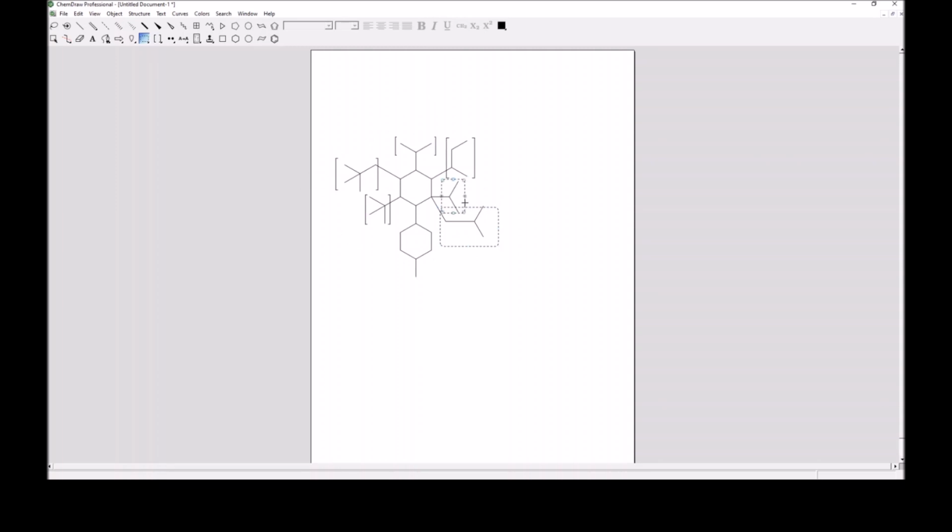So take a minute, pause the video, and see if you know the names of all of these substituents right here. Okay, let's see how you did. So this right here is an isopropyl group. This is a sec-butyl group.